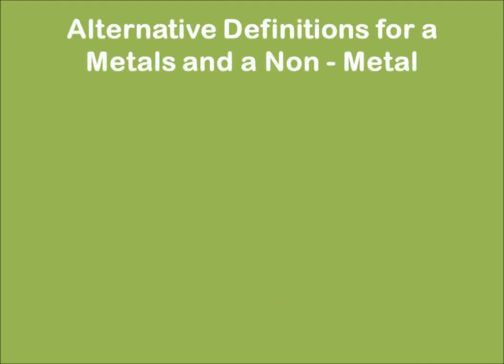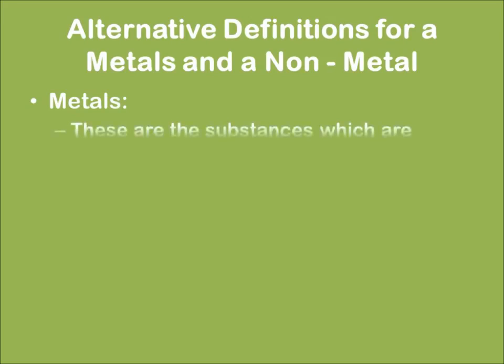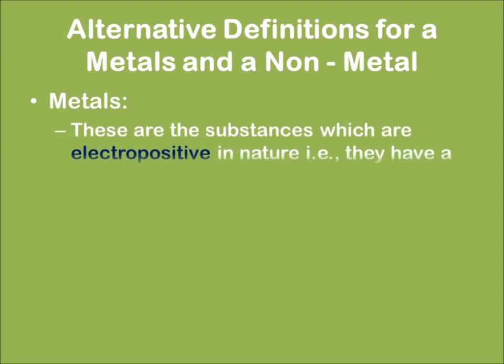Now let us introduce an alternative definition for a metal and a non-metal. Coming to the alternative definition of a metal, metals are those substances which are electropositive in nature, which means they have a tendency to give away electrons or lose electrons.